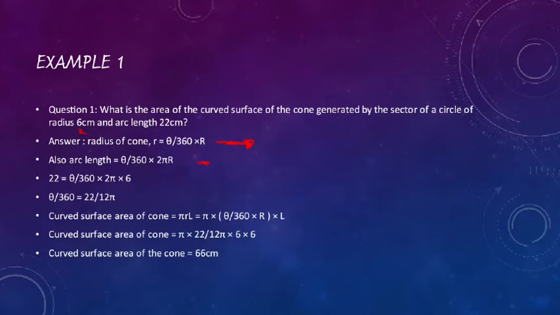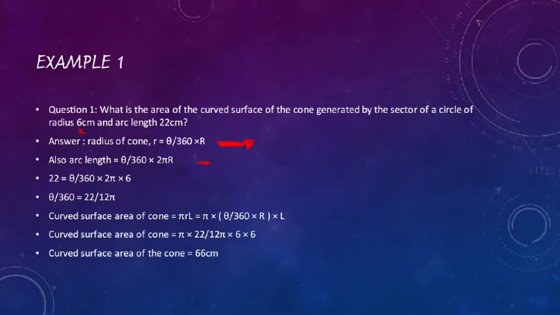That's for that. Then the curved surface area of a cone is given as pi RL. Then from the relation r equals theta over 360 times R, if you substitute that for the value of small r there, you have pi rL equals pi into bracket theta over 360 times R, times L.